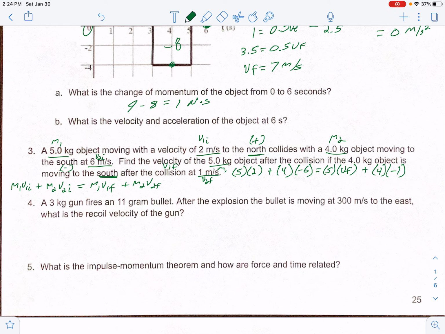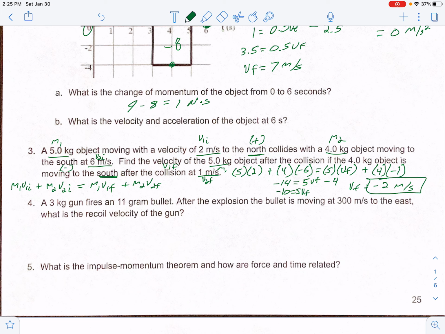So we're going to clean this up a little bit. So 5 times 2 is 10. Plus 4 times negative 6 is negative 24. So this whole left side becomes negative 14 equals 5VF minus 4. I bring that negative 4 over, it becomes positive. So this side becomes negative 10 equals 5VF. Divide both sides by 5, and you get a final velocity of negative 2 meters per second.